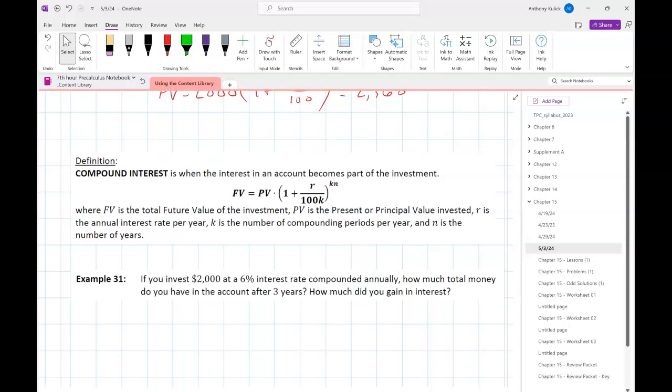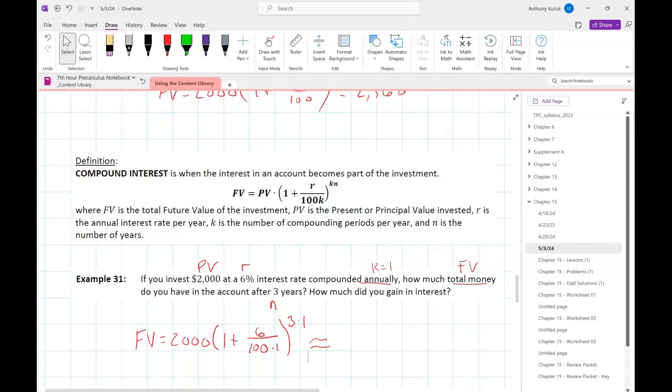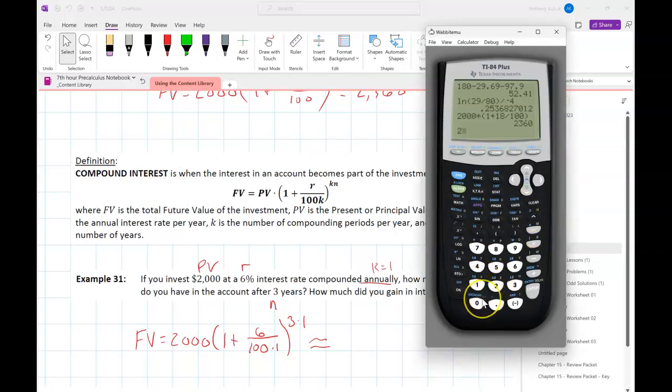All right. So same setup, right? We have our PV, we have our R. It says compounded annually, so K is just 1. Asking for the future value when N is 3. Do you think it's going to be more or less than the simple interest? What do you guys think? More. Do you think it's going to be a lot more or a little more? Any guesses? A lot more. Well, let's see.